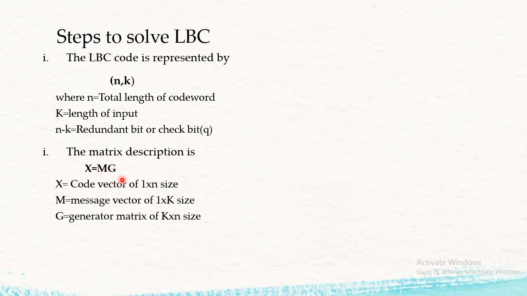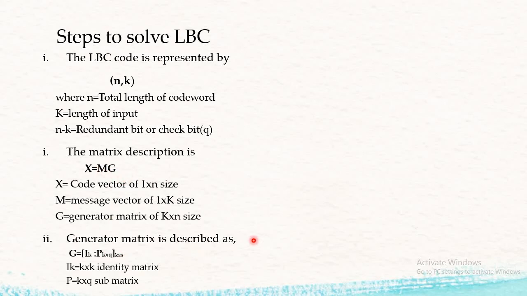Next is the generator matrix description. Now the generator matrix is described as G is equal to [I_k | P], that is the identity matrix, and the second part of the generator matrix is represented as P of size k by q, and the total size of a generator matrix is k by n. Now these terms are very important for defining the size. If we mismatch the size, whatever we get is not a perfect generator matrix. So for the generator matrix, the first term is the identity matrix whose size is k by k. Then the second one is the P submatrix whose size is k by q, and the total size of the generator matrix is k by n.